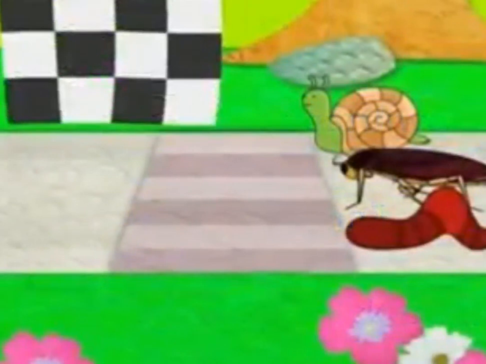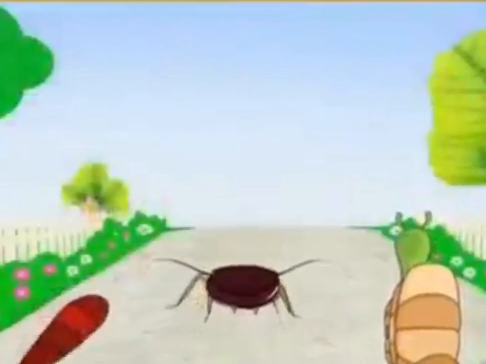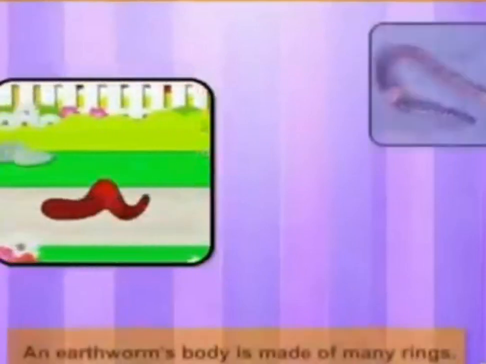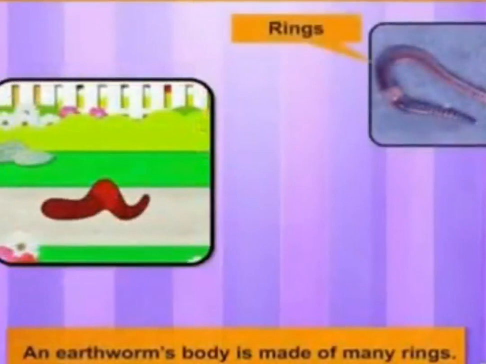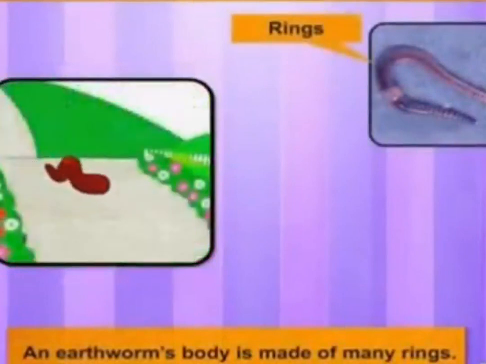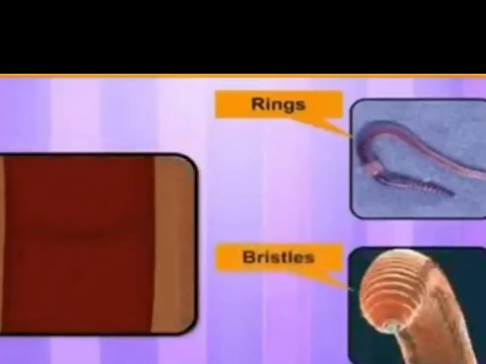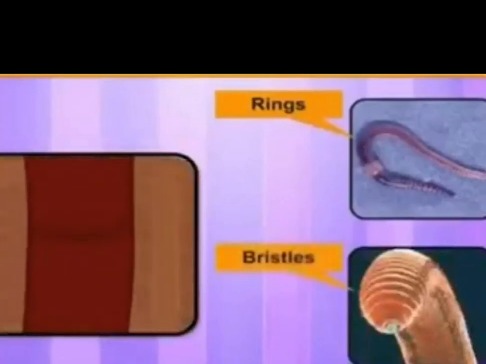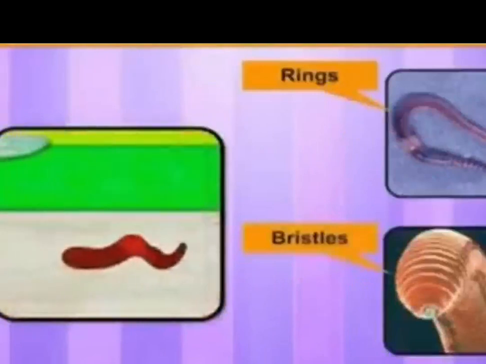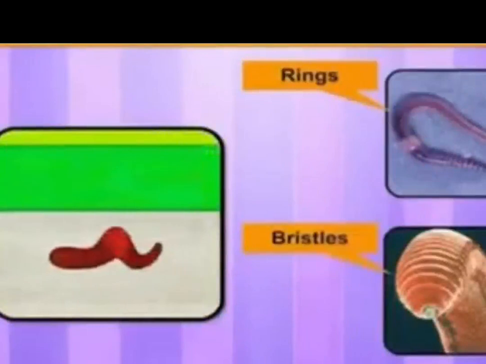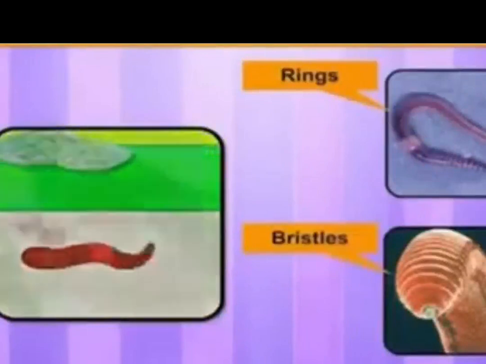The race is about to begin. Ready, steady, and go. In the first row, we have Earthy, the earthworm. An earthworm's body has many rings joined together. Its body is all muscles and no bones. A large number of tiny bristles connected to muscles project out from under its body. While the earthworm moves, it extends the front part of its body, keeping the rear end fixed to the ground with bristles.